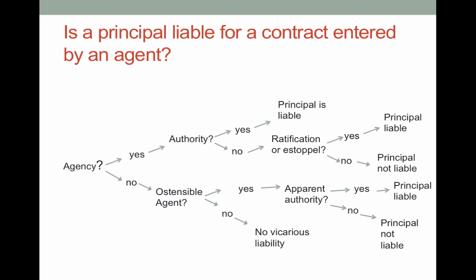Now let's go back. Let's say your answer to was there an agency is no. Well, check to see whether there was an ostensible agent. If your answer is yes, then check to see whether there was apparent authority. And again, if the answer is yes, the principal could be liable. If your answer is no, then the principal is not liable. If there's no ostensible agent, then no, there's no vicarious liability. There's no agency, there's no ostensible agency. The end. You're done. There's no vicarious liability.